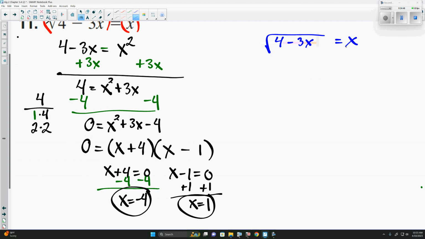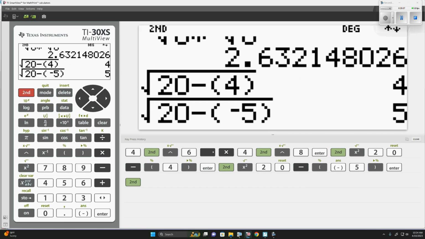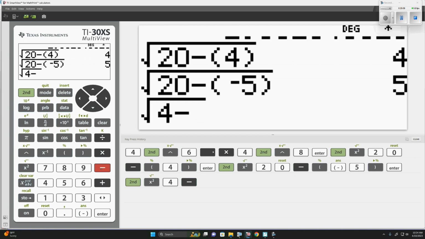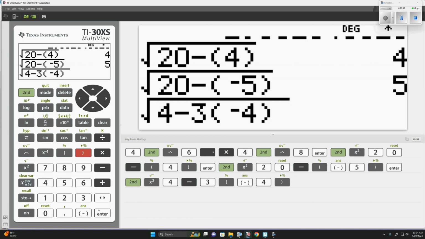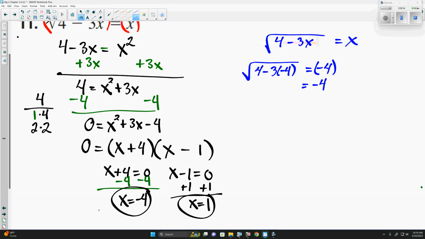Now we can check these 2 solutions. We can start off with negative 4. So we have negative 4 on the right-hand side. We have 4 minus 3 times negative 4, and we can plug that into a calculator. Minus 3 times negative 4 gives us positive 4. But in the end, we're saying 4 is equal to negative 4, which is not true. So negative 4 is not one of our solutions.